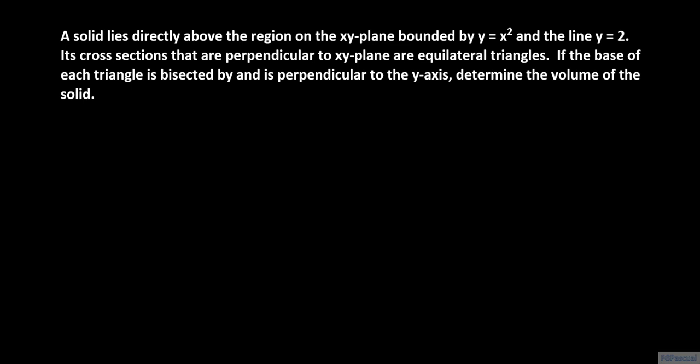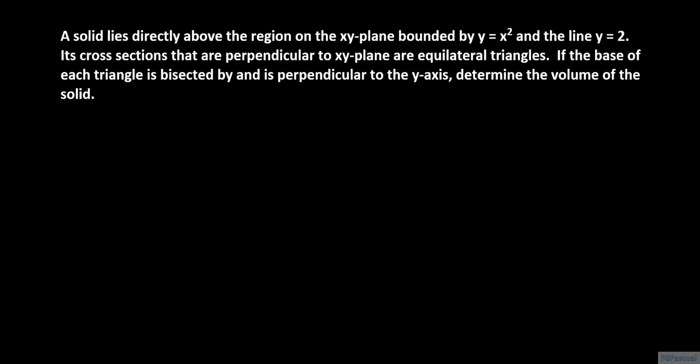For this problem, we are given a solid whose base on the xy plane is the region bounded by the parabola y equals x squared and the line y equals 2. When sliced by planes perpendicular to the xy plane and the y-axis, the cross-sections of the solid are equilateral triangles. Our task is to determine the volume of the solid.